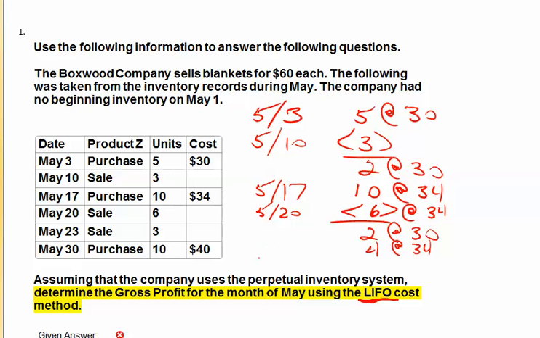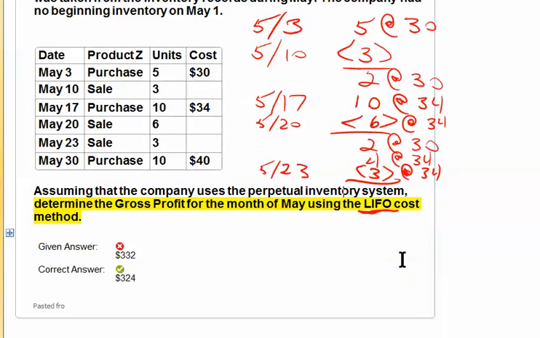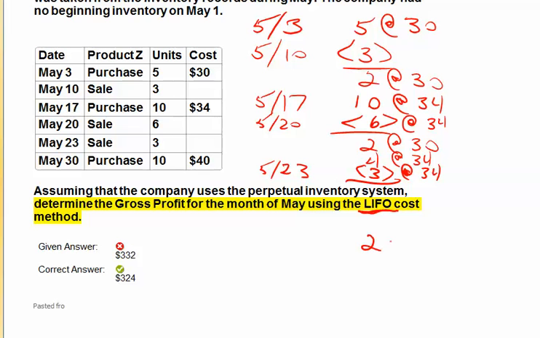On the 23rd, I'm going to sell 3 units. I'm still using LIFO, so I'm going to sell them at 34, which is going to leave me 2 at 30 and 1 at 34. So that's what I have in inventory now after that sale. Now on May 30th, I purchase 10 more units at 40. So that's what I have in my ending inventory: 2 at 30, 1 at 34, and 10 at 40.